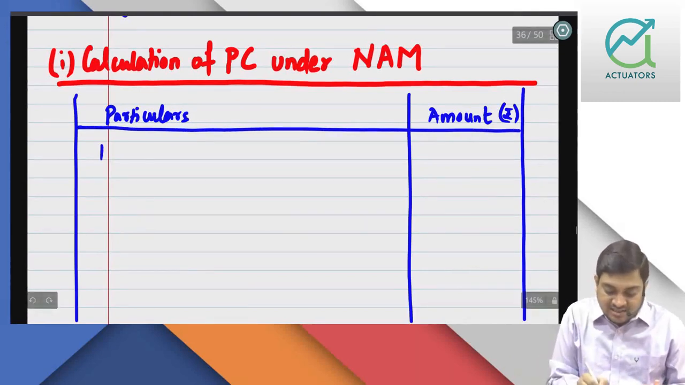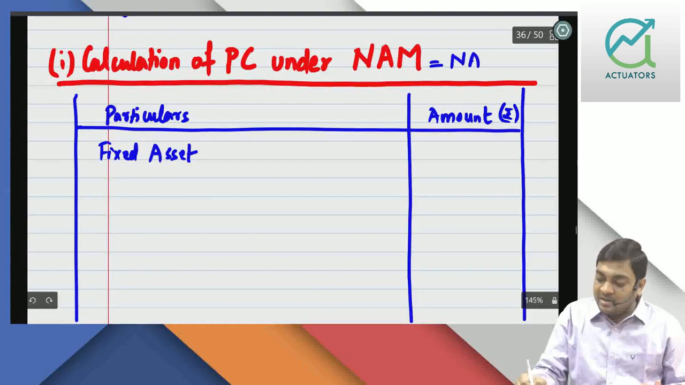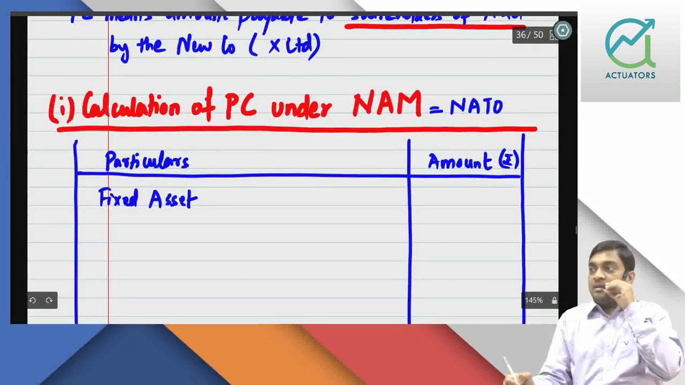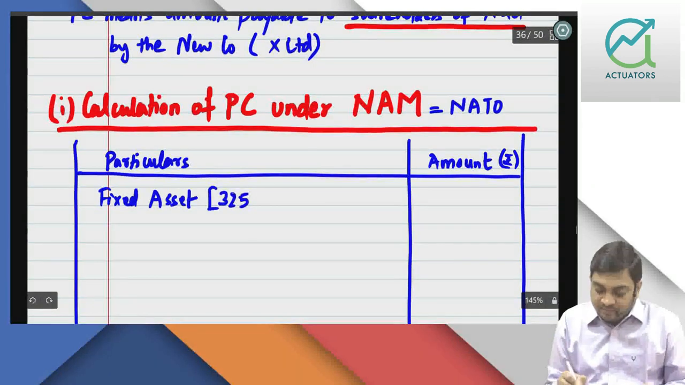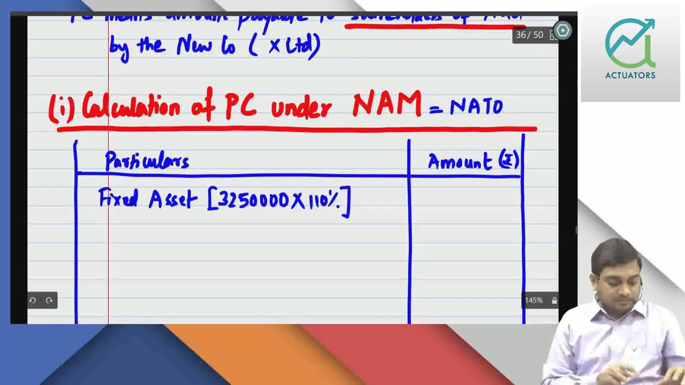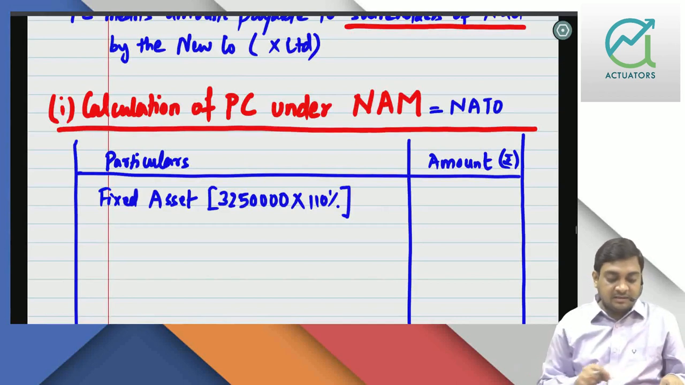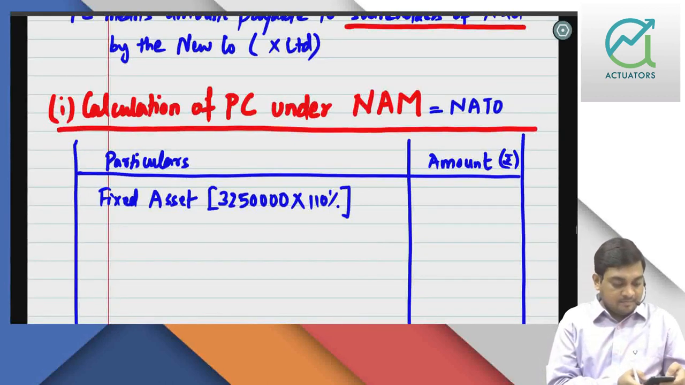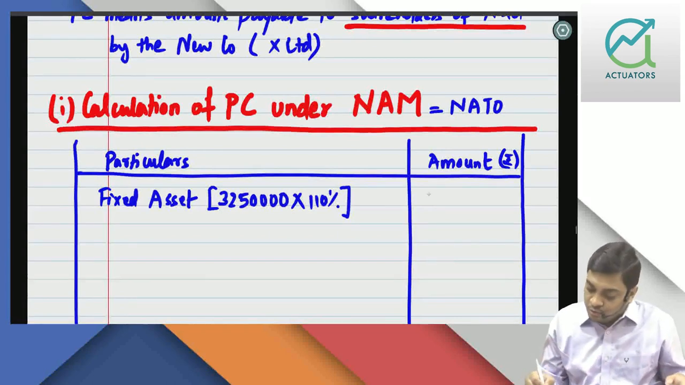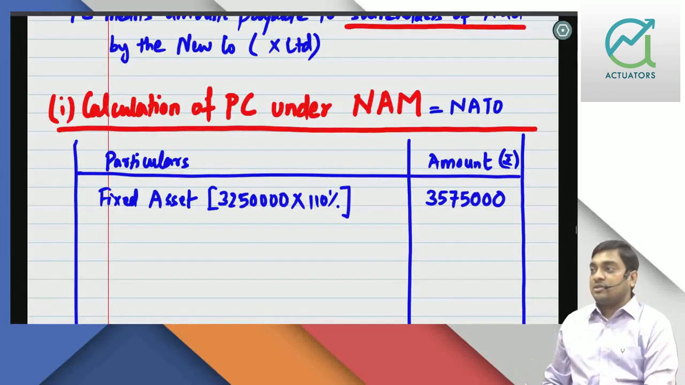What have you purchased? You have purchased fixed assets at agreed value. So simply calculate NATO. NATO will be my purchase consideration. Net asset taken over will be my purchase consideration, right? So what is the agreed value of fixed asset? 32,50,000 into 110%. That comes to 35,75,000.